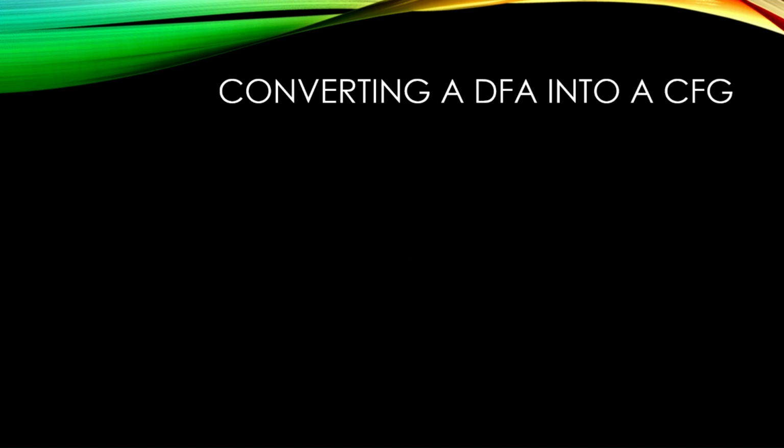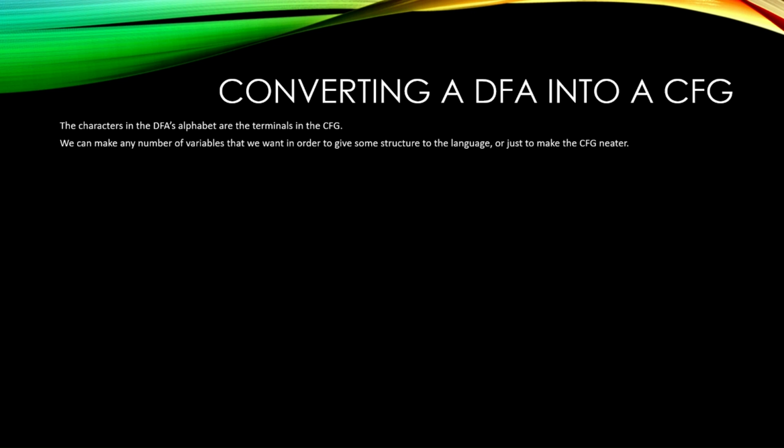So, converting a DFA into a CFG. We've looked at how they relate. So we can have a DFA, find its rejects and then analyze the rejects. That's pretty much what we're going to do. The characters in the DFA's alphabet are the terminals in the context-free grammar. We can make any number of variables that we want to give some structure to the language, or just to make it neater.